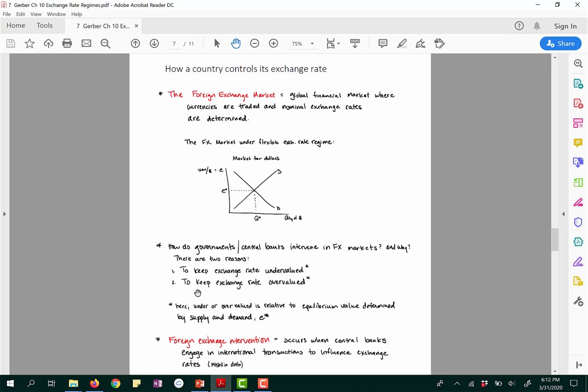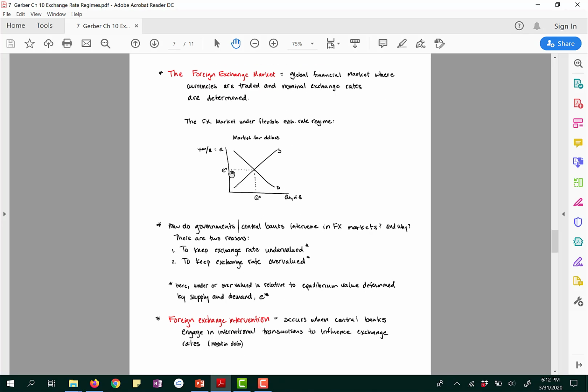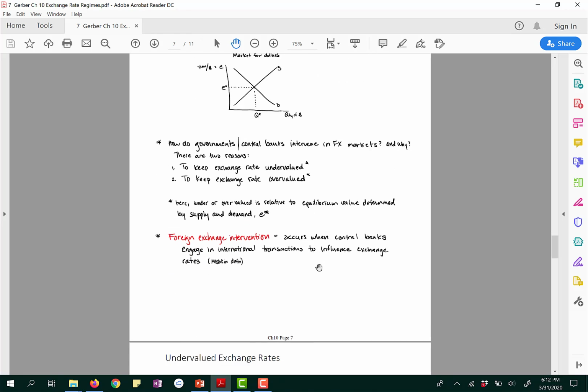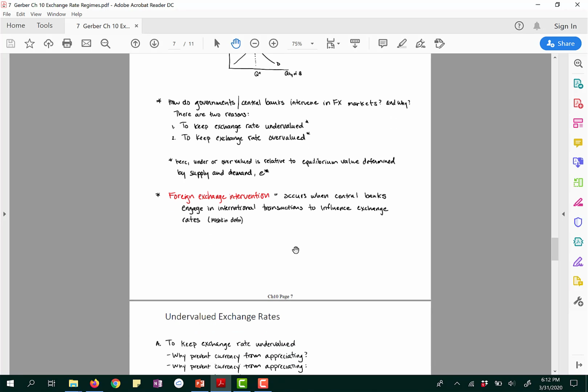There are two general reasons why countries seek to influence their exchange rates, which means essentially moving them above or below what the value would be if it were determined by market equilibrium. When we talk about the terms undervalued and overvalued, that can mean different things in different contexts. But here we're talking about relative to the equilibrium value that would be determined in the foreign exchange market. A foreign exchange intervention occurs when central banks engage in transactions to influence exchange rates.